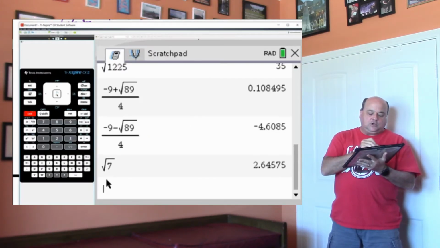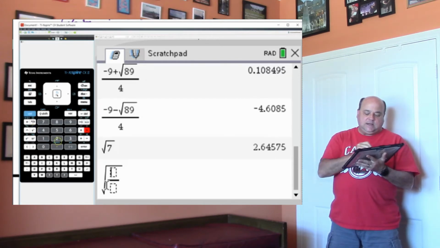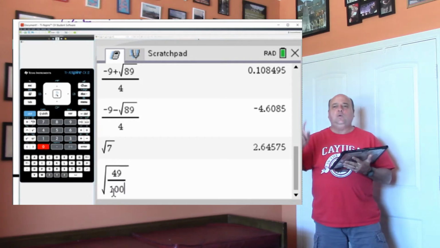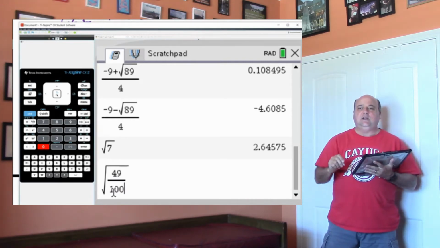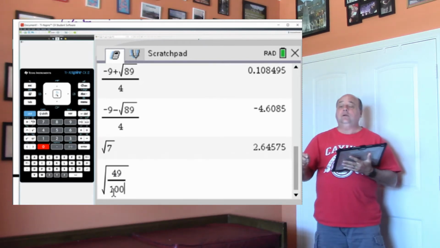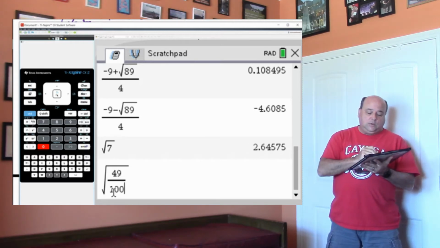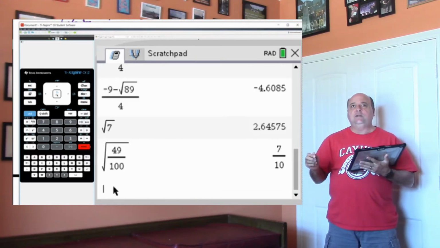So type in Control X squared, hit Control Divide, and then type in 49, hit down, and hit 100. I got to get 49 up here. 49, down, then hit the 100. Now think about this. What's the square root of 49? It's 7. What's the square root of 100? It's 10. This is going to be 7 over 10 or 0.7. Okay? So hit enter, and it's 7 over 10.